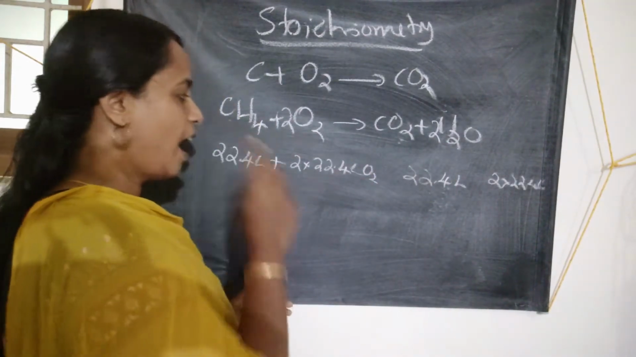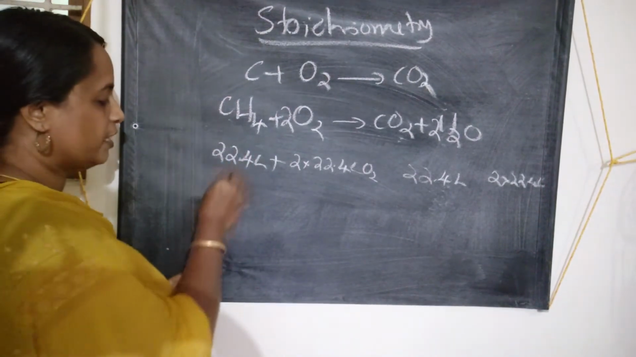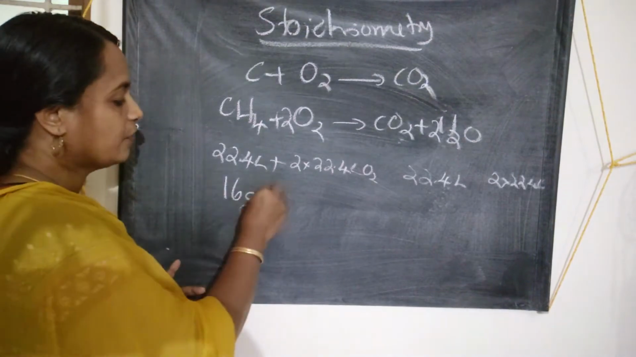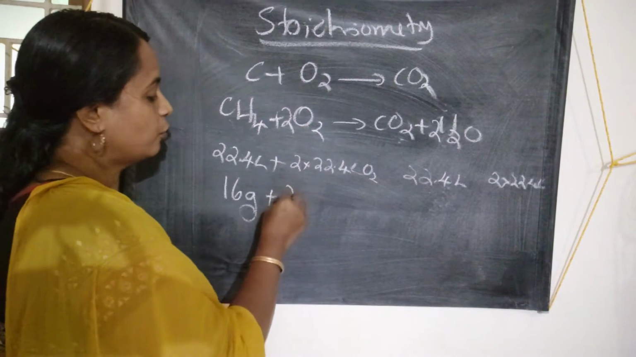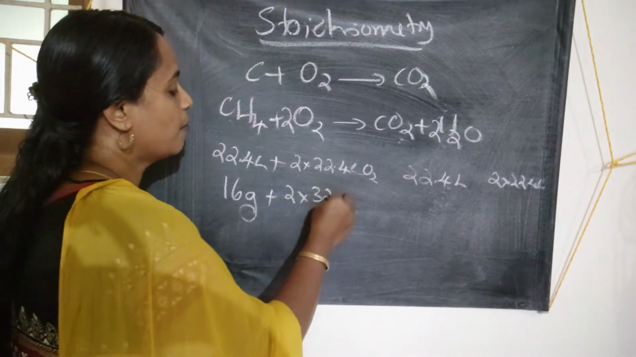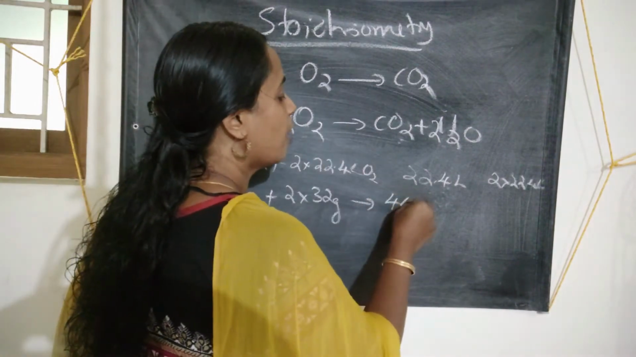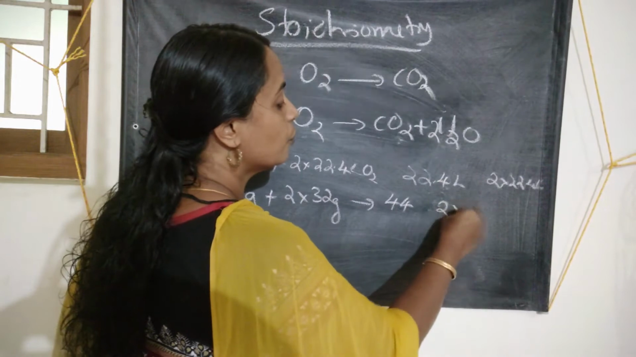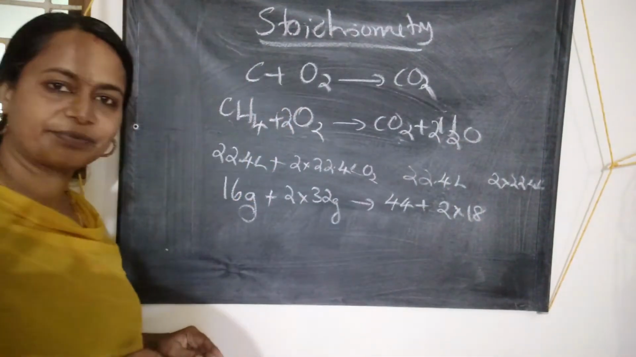Another thing, the molar mass of CH4, we know, is 16 grams. 16 grams of CH4 reacts with oxygen, whose molar mass is 32, and therefore 2 into 32 grams of oxygen forms 44 grams of carbon dioxide and 2 into 18 grams of water.